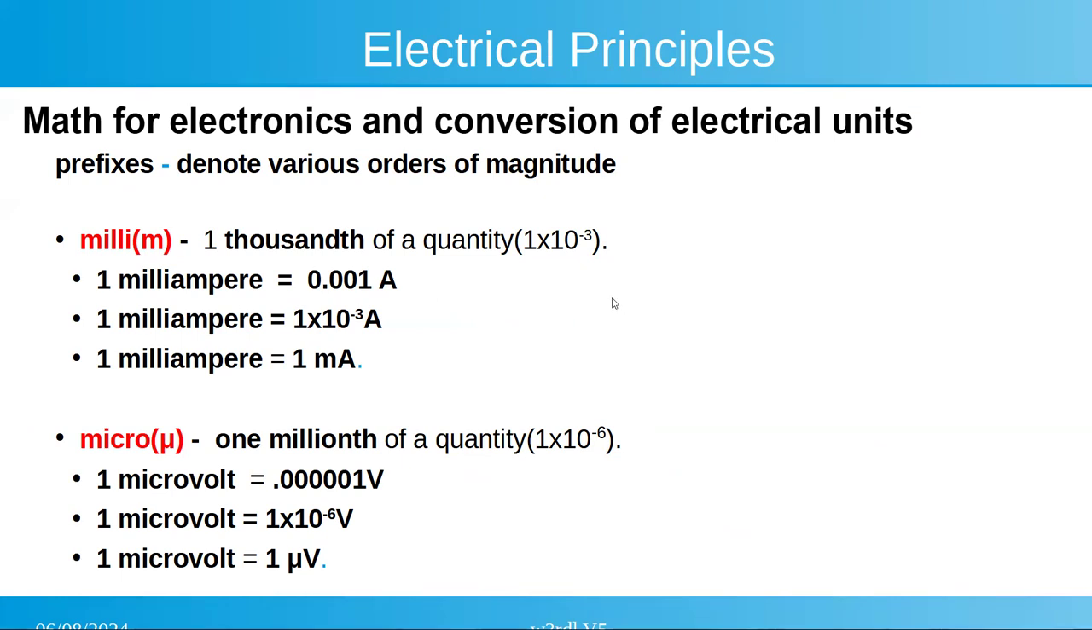We have a micro, which is a millionth of a quantity instead of 1,000th. So we can have a microvolt, which is 0.000001 volts, or 10 to the minus 6 volts, or 1 mu volt. We use the mu symbol, since most keyboards don't have it, you use a small u in its place. But it's actually a Greek symbol mu.